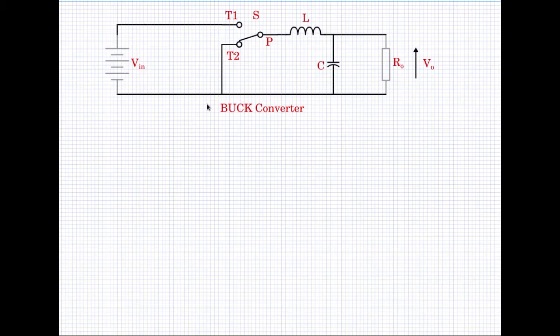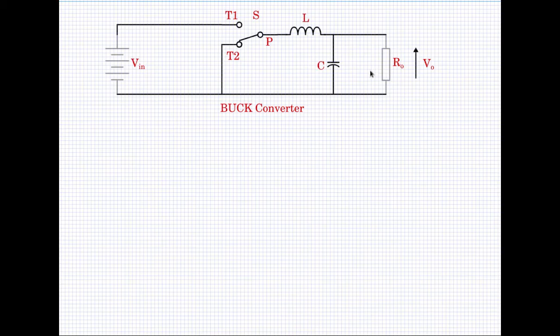Consider this buck converter here. We see that the energy is flowing from the V in side to the V naught side. V in side is the higher voltage side and V naught side is the lower voltage side. Now if we look at it in reverse, from V naught side to V in side, then the operation would look like a boost action. Such a converter would be a boost converter.